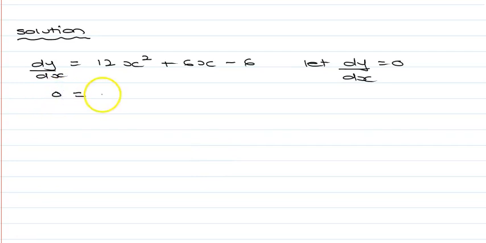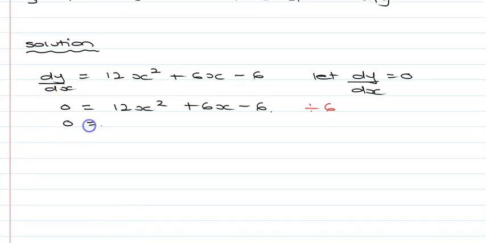So 0 equals 12x squared plus 6x minus 6. Now I need to factorize this. I can see that all the numbers divide nicely by 6, so I'll make it easy for myself, making it 2x squared plus x minus 1.